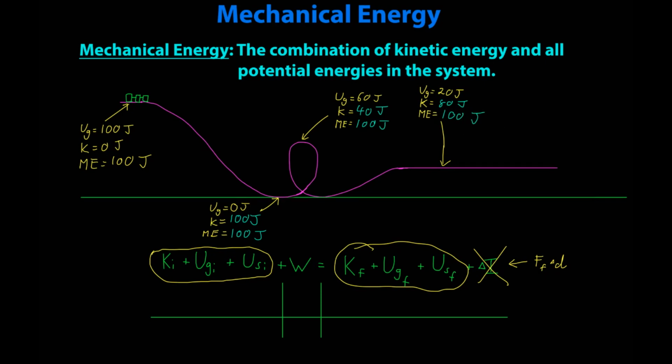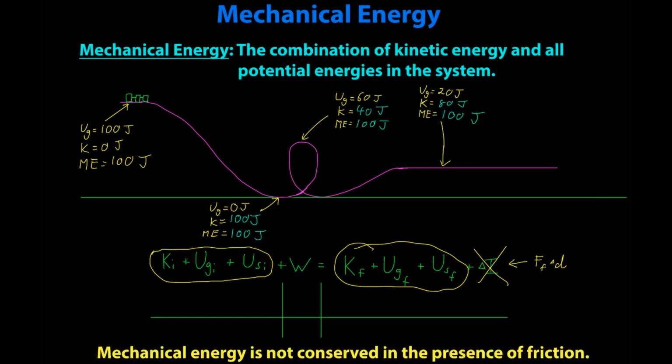So the real big takeaway comes down to this. Mechanical energy is not conserved in the presence of friction. If it is a frictionless situation and you know there is no work being done, then all of your mechanical energies need to be accounted for. In other words, everything in this circle and everything in this circle needs to add up to the same value.